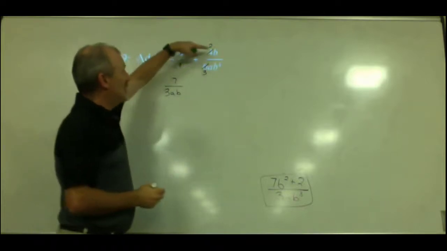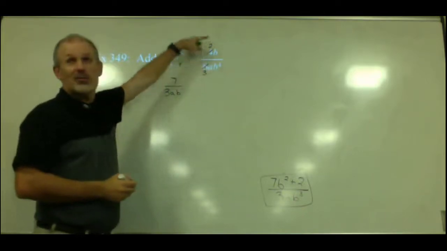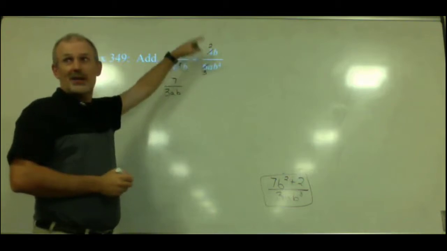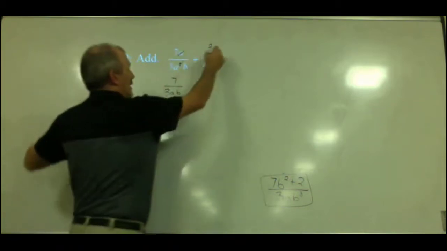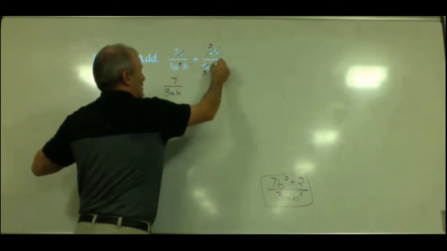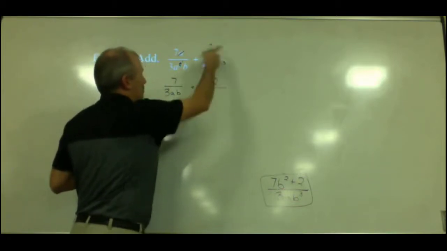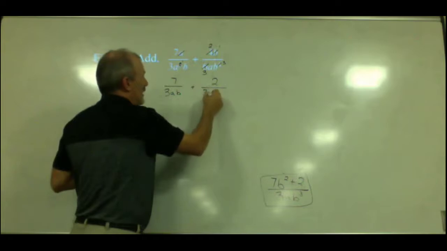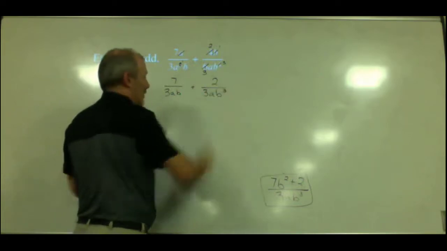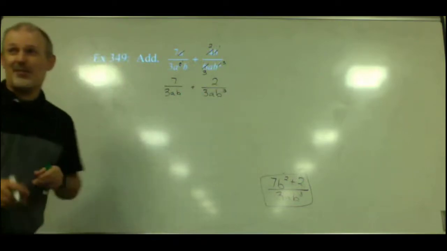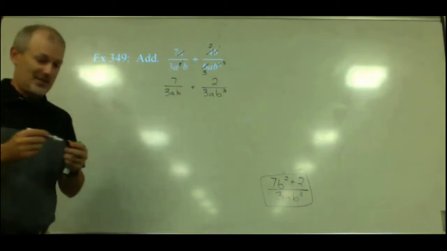There's no a's, but we've got a b and a b to the fourth. So what happens when we reduce or cancel that? Yeah, this cancels to be a 1, and this cancels to be a b cubed. So the second fraction would be 2 times 1 over 3ab cubed. And that makes our common denominator easier to find.